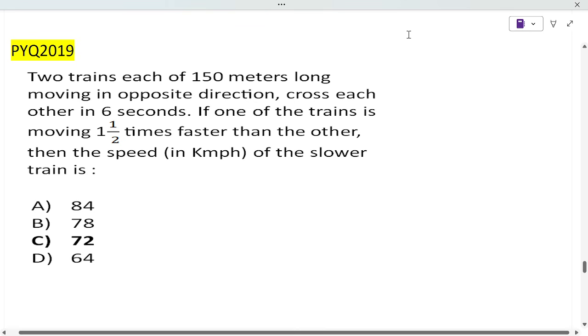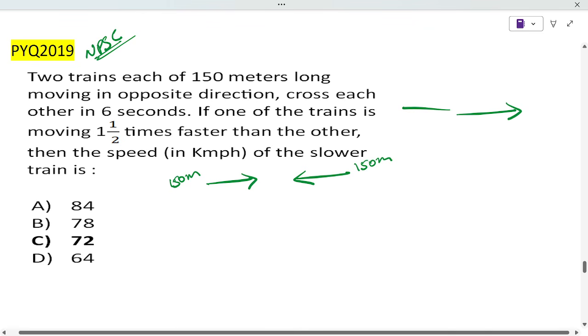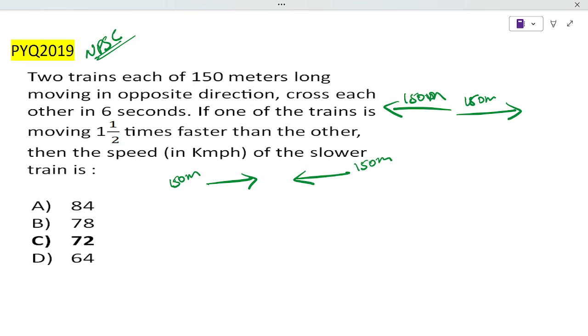Alright, we have a BYQ question again from 2019. Two trains, each of 150 meters long, moving in opposite directions. One train is here, the other train is also here. 150 meters, 150 meters. They cross each other in 6 seconds. That means 150 plus 150. That means the length will be what?